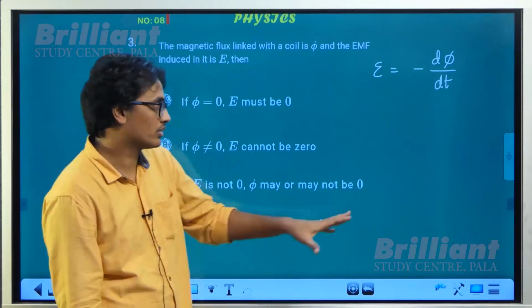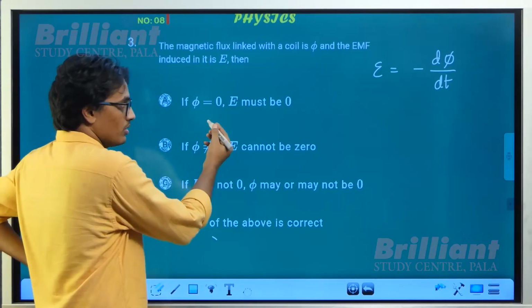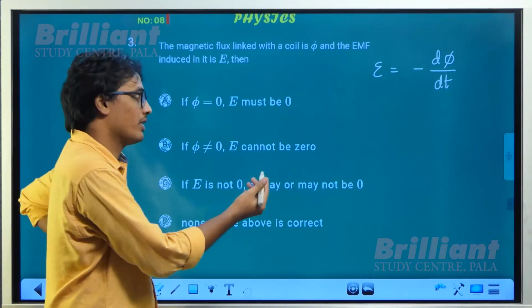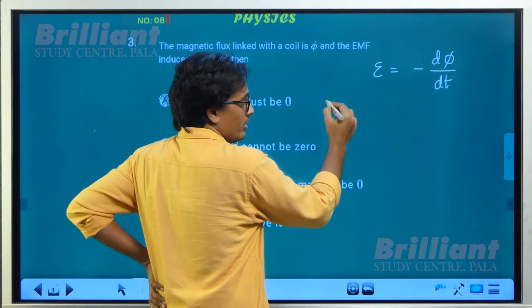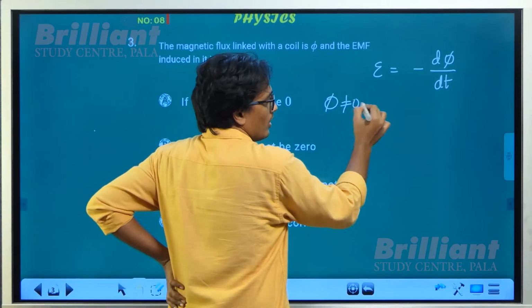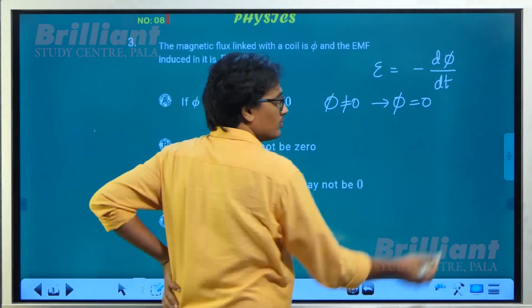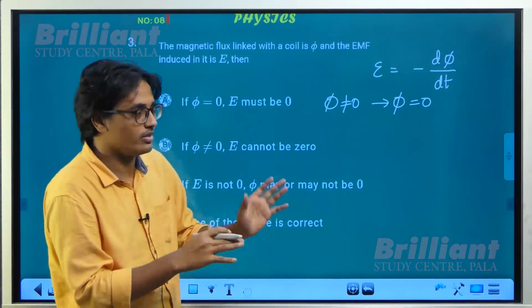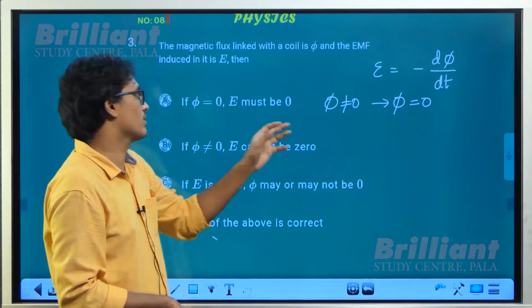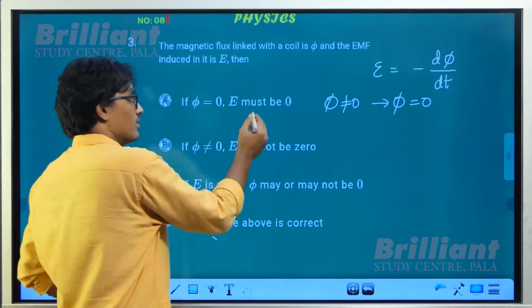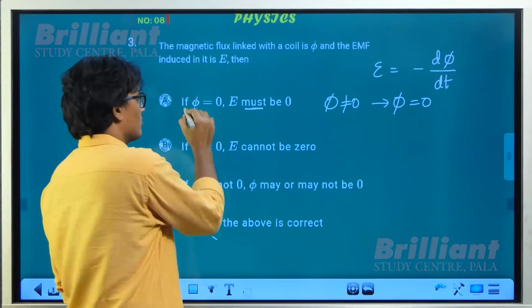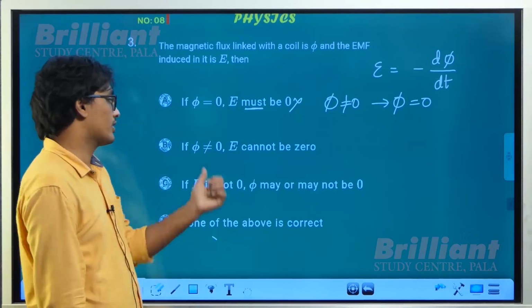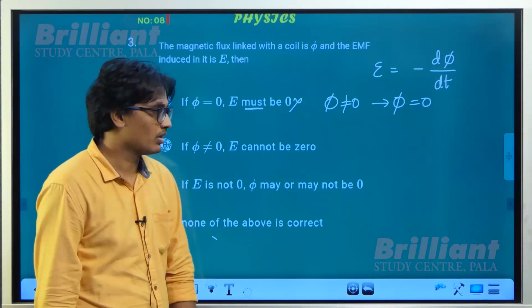You need a change in flux. So if flux is 0, then E must be 0? That we can't say. Flux can be non-zero initially, and then it can change to 0. There is a change. It doesn't matter what value it changes to. If there is a change, EMF will be produced. So this is wrong. If flux is not 0, then E cannot be 0?